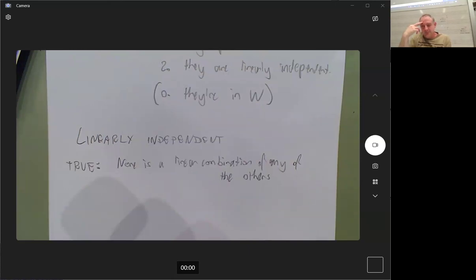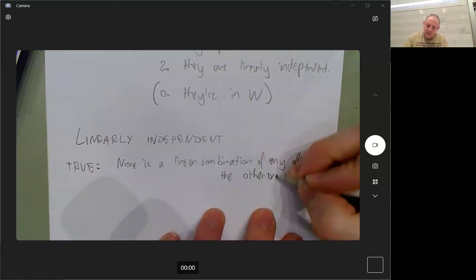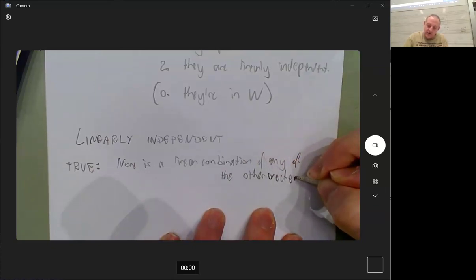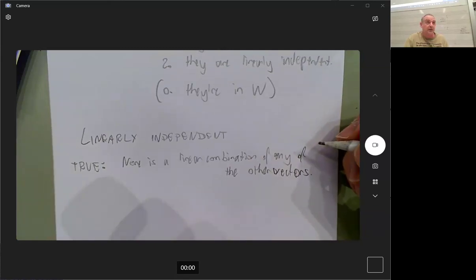Just like I don't necessarily have to list cake as a thing I have if what I have is flour and eggs and sugar and milk. So none of the vectors in the list is a linear combination of the other vectors in the list. That's what linearly independent means.